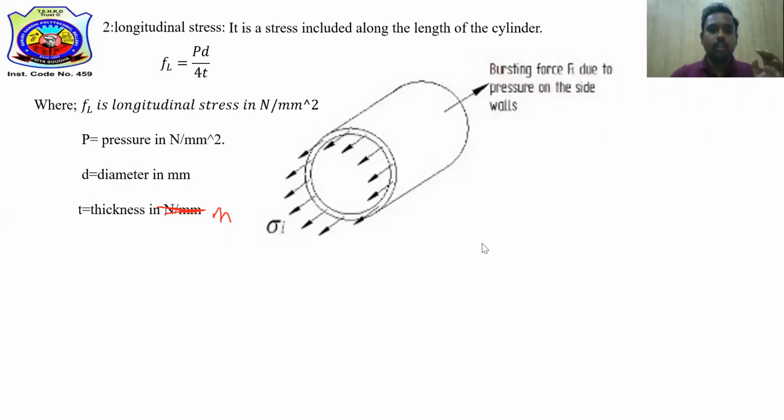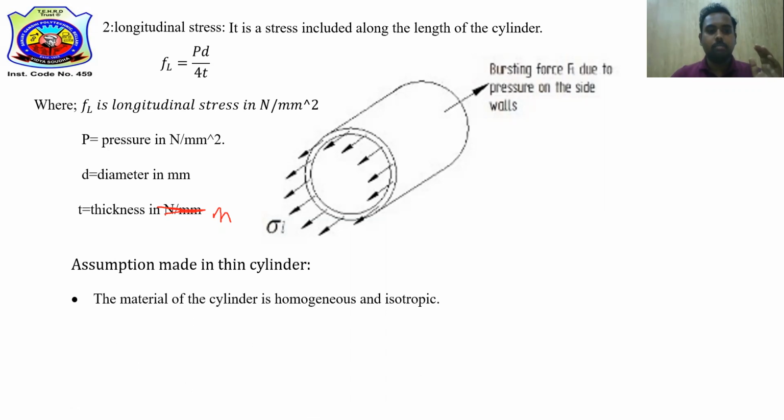Okay, done. So now let us study the assumptions made in thin cylinders. What is the first assumption? The material of the cylinder is homogeneous and isotropic. Homogeneous means the properties are the same throughout the body. Isotropic means the properties are the same in all directions. Next, the material of the cylinder obeys Hooke's law. Hooke's law states that within the elastic limit, stress is directly proportional to strain.